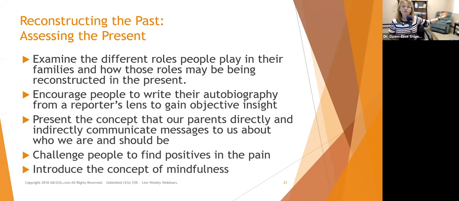But also starting to understand that if our clients feel bad about themselves, you know what? Part of that could be we got the message growing up that we weren't any good, that we were bad. So maybe we need to reprogram and rewrite those scripts a little bit. Challenge people to find positives in the pain of growing up in a dysfunctional childhood made you stronger.